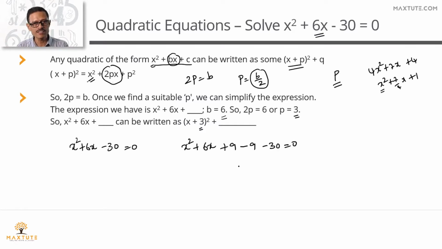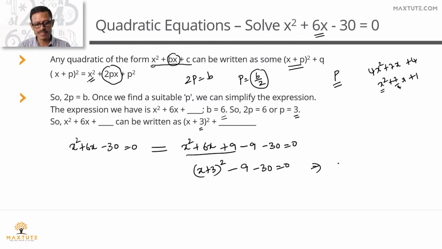Are these two equations the same? X square, 6x, 6x. 9 and minus 9 will get cancelled to leave us with a minus 30. So these two equations are one and the same. So write it as x plus p the whole square. This is your x plus 3 the whole square. Subtract a p square from it, minus 9, minus 30, and finish this entire equation.